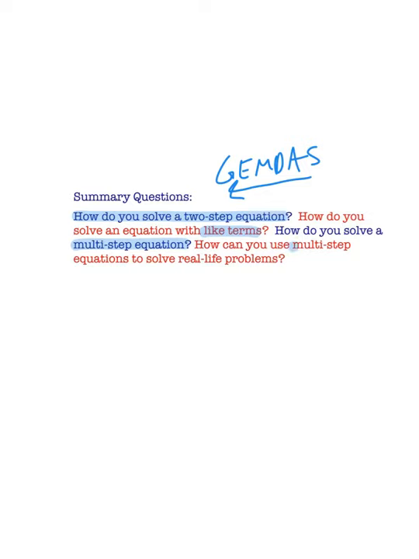And how can you use multi-step equations to solve real-life problems? Well, we saw two examples. We saw the example of fencing and perimeter, and then we saw the example of miles biked and the average.